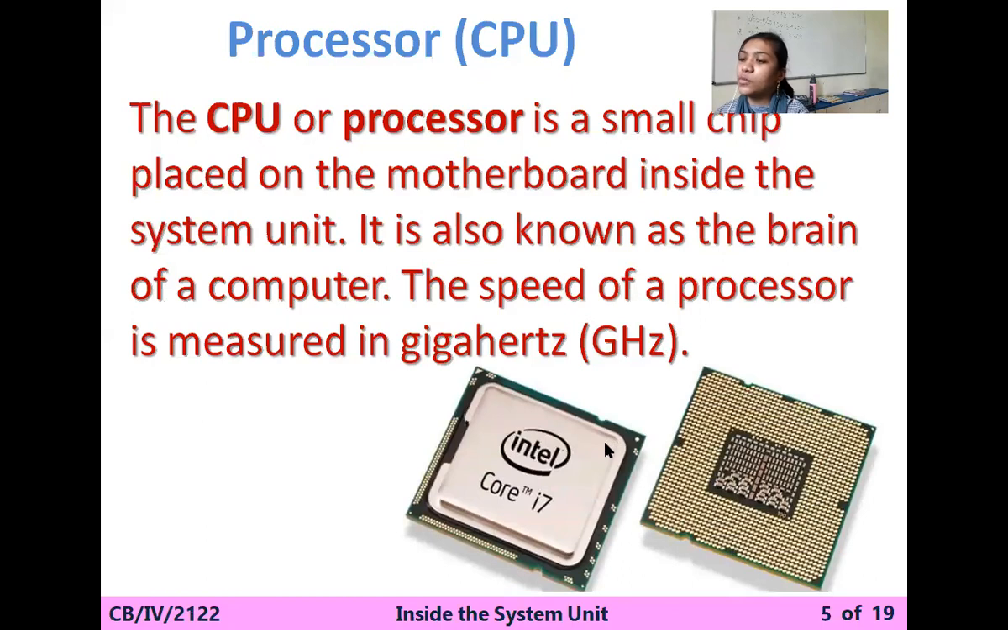The speed of the processor is measured in gigahertz. Why do we have to measure the speed of the processor? Because whenever you run your computer, कभी कभार आप अपने कंप्यूटर को रन करते हो तो कुछ टाइम पे ऐसा होता है, the computer starts hanging. आपका कंप्यूटर जो होता है वो हैंग हो जाता है.